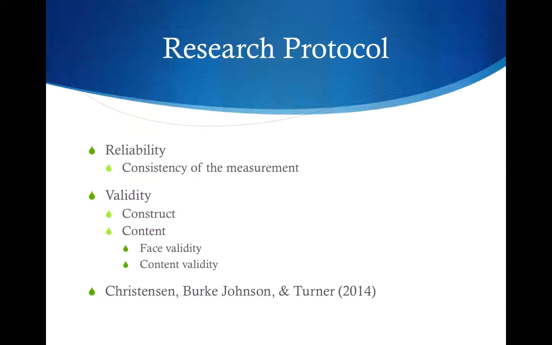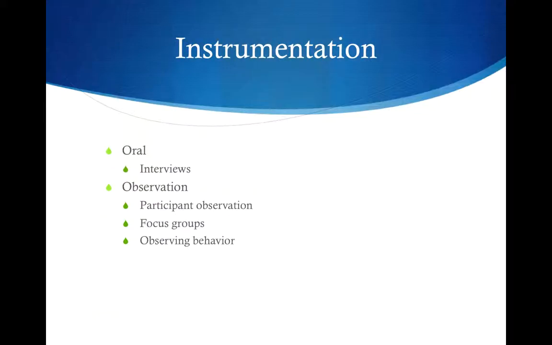All right, so research protocols. So you have reliability, which is the consistency of the measurement you're using. How consistent would other researchers be able to do this and use this measurement and get consistent results? The validity of your research. There's construct and content validity, face validity. So really, how valid are your results going to be? How valid is your study as a whole, and can this be replicated over and over and over? And are the results valid because they weren't biased? That kind of thing.